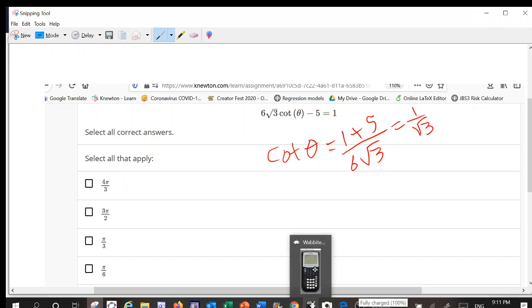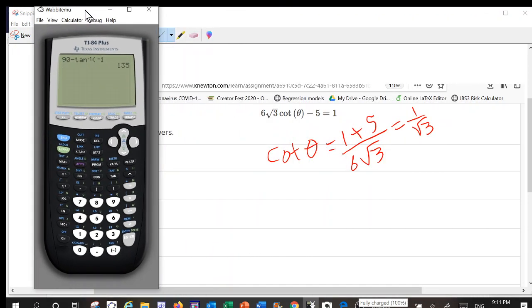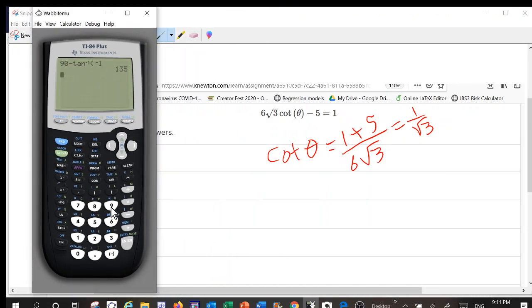So again, let's get the calculator, and this time we're going to do 90. Again, we are in degree because we want to know what it is in degree. And we do tangent inverse of 1 divided by square root of 3. So 60 degrees.